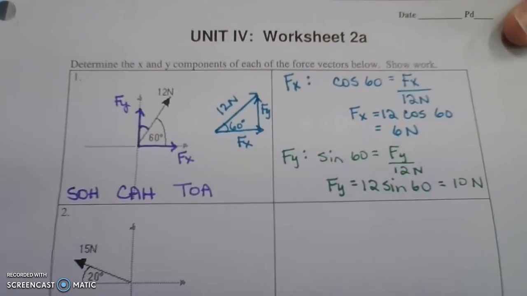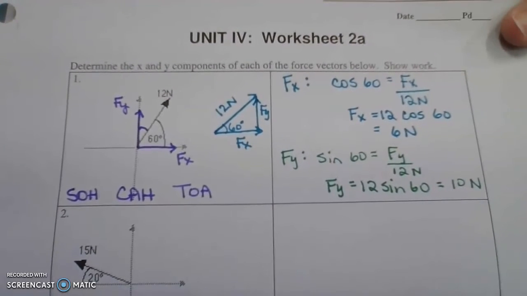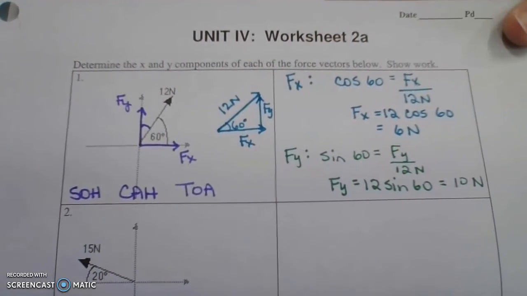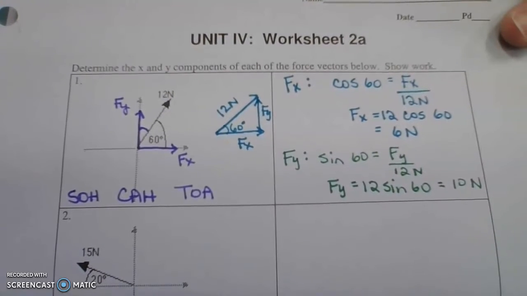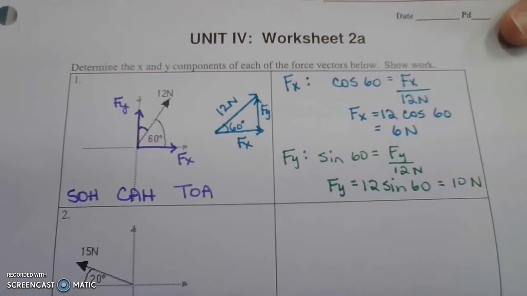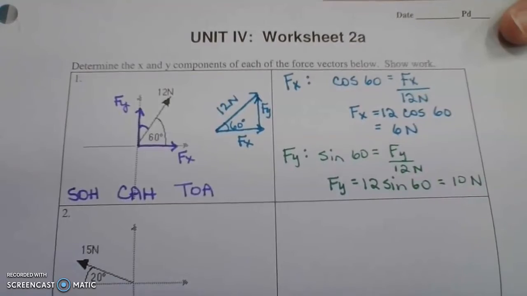To solve that, I just multiply both sides by 12 Newtons, and if your calculator is in degree mode, make sure you check that. You're going to multiply 12 times cosine of 60. You'll get Fx has a value of 6 Newtons.